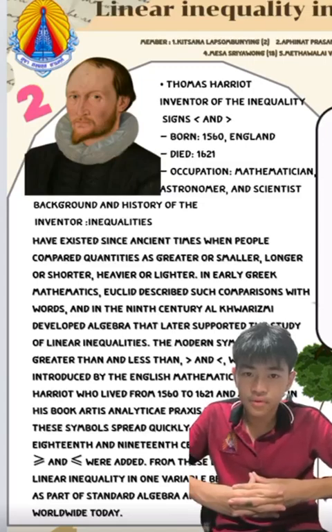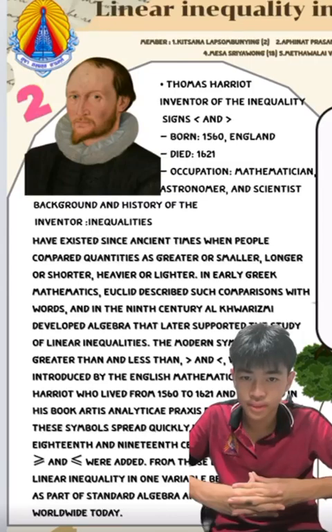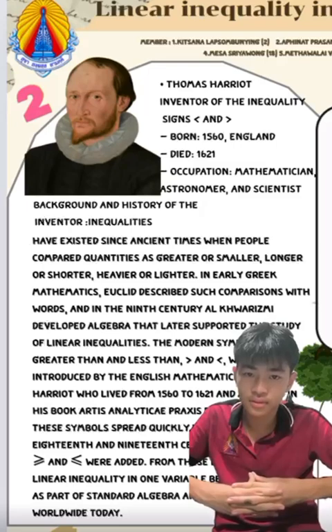The modern symbols for greater than and less than were first introduced by the English mathematician Thomas Harriot, who lived from 1560 to 1621, and appeared in his book Artis Analyticae Praxis, published in 1631.